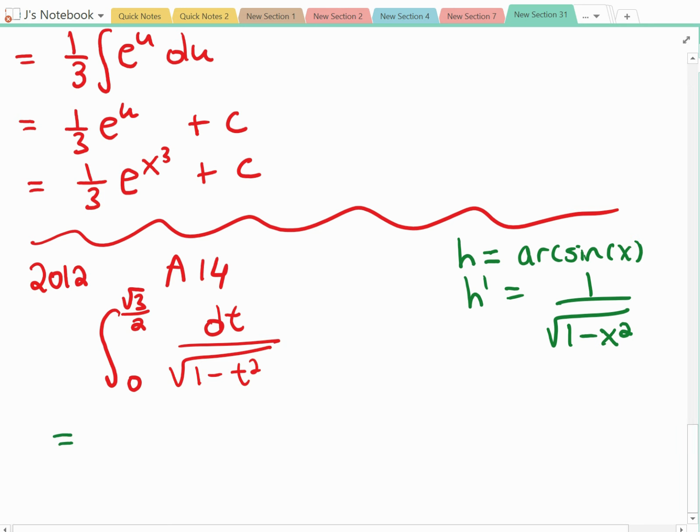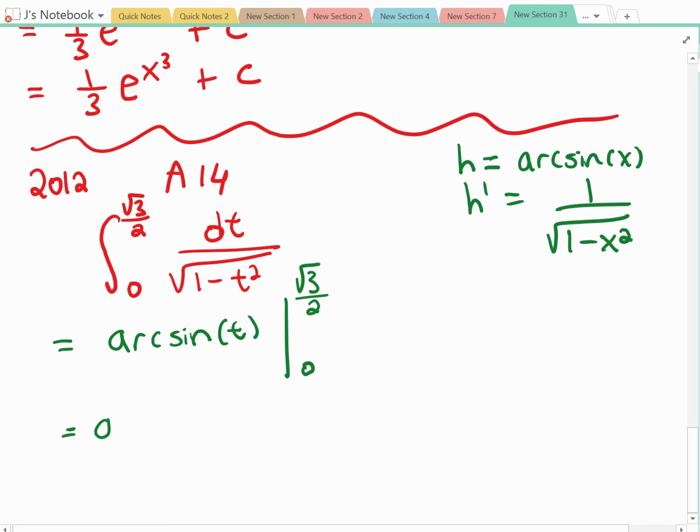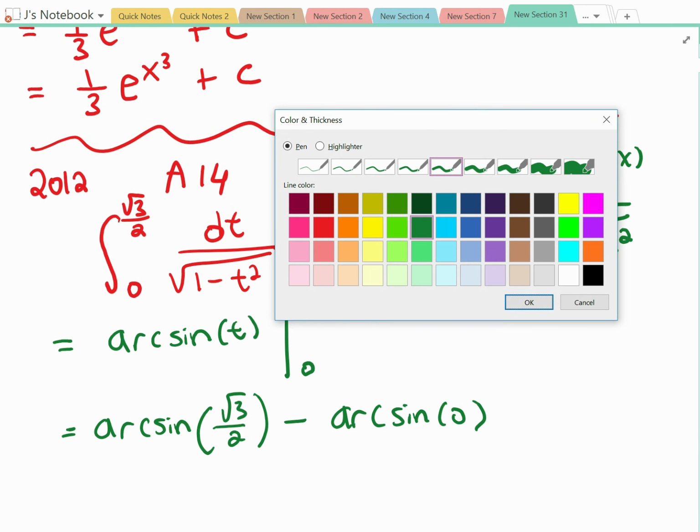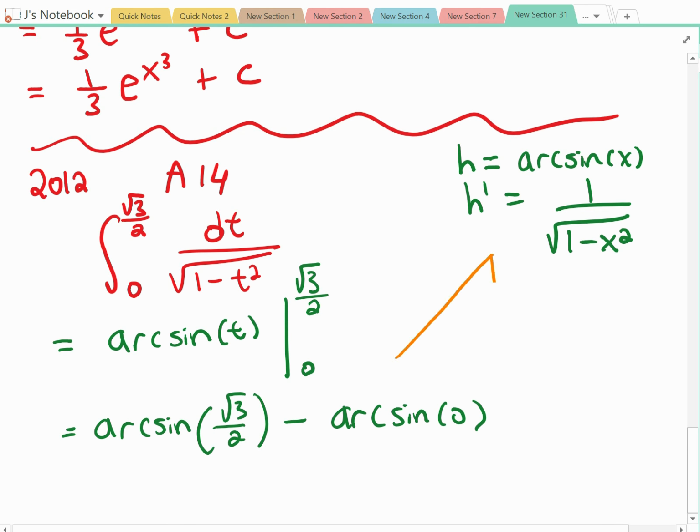Okay, so this is going to be arcsine of t evaluated from 0 to root 3 over 2. So this is arcsine of root 3 over 2 minus arcsine of 0. I'm going to draw a triangle. So we have pi over 6, pi over 3. Across from pi over 6 is 1. Across from pi over 3 is root 3. The Pythagorean theorem gives you the hypotenuse as 2.